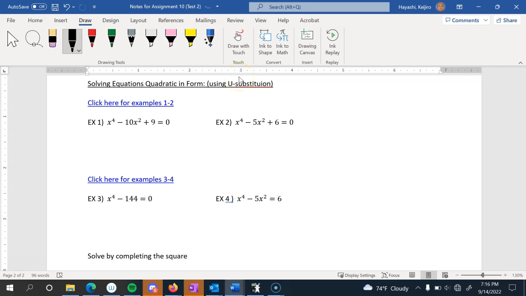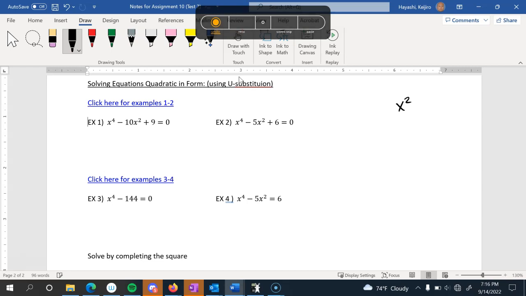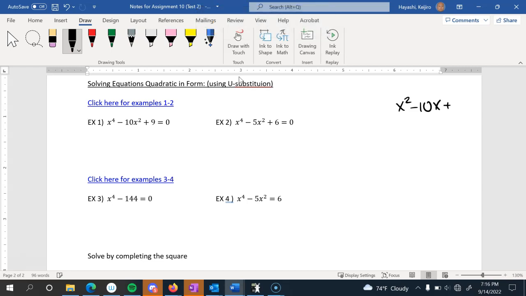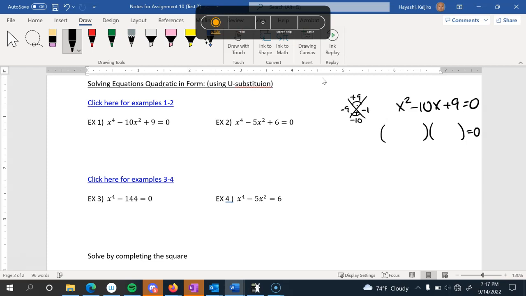So in a quadratic equation, let's look at this for a second and then compare x squared minus 10x plus 9. If we had that quadratic equation, and that's definitely a quadratic equation, how would we factor this? Right, we want to multiply to positive 9 and add up to negative 10, so negative 9 and negative 1.